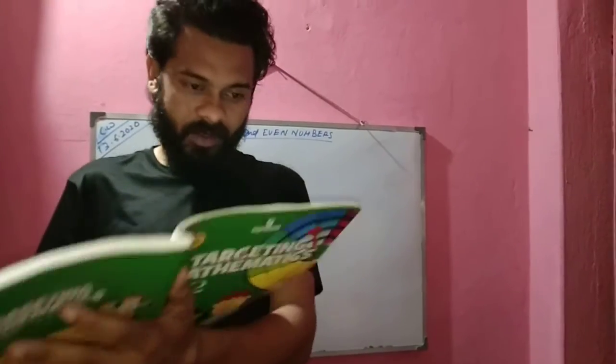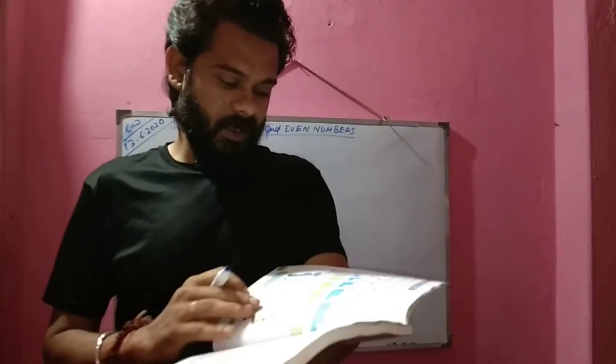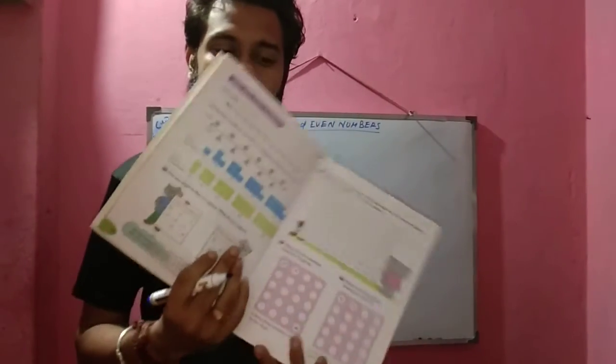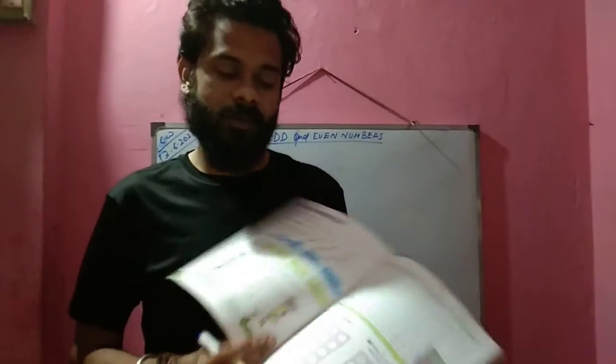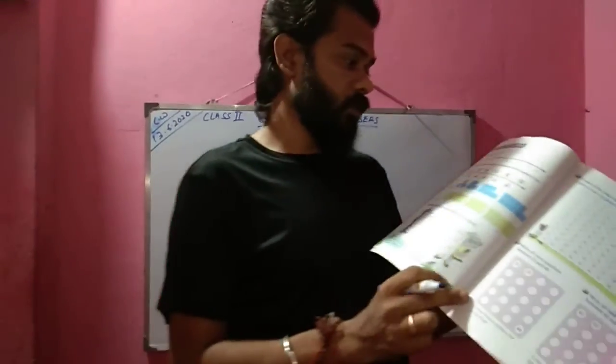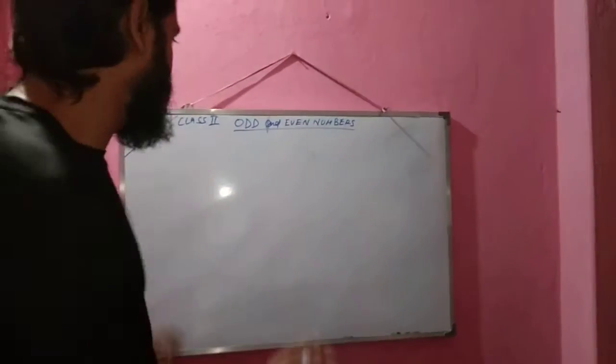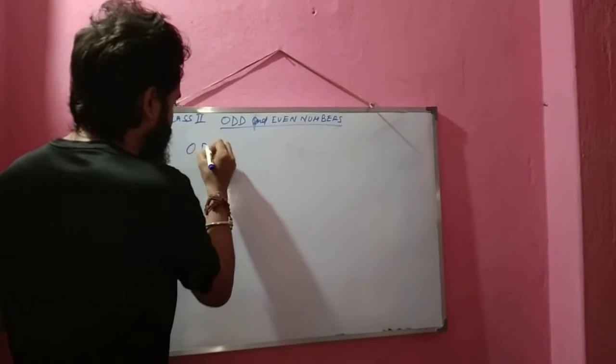Again with the revision classes, class 2. Today we will do odd and even numbers, that too revision, page number 16. So first of all, what are odd and even numbers? Okay, so odd numbers first.